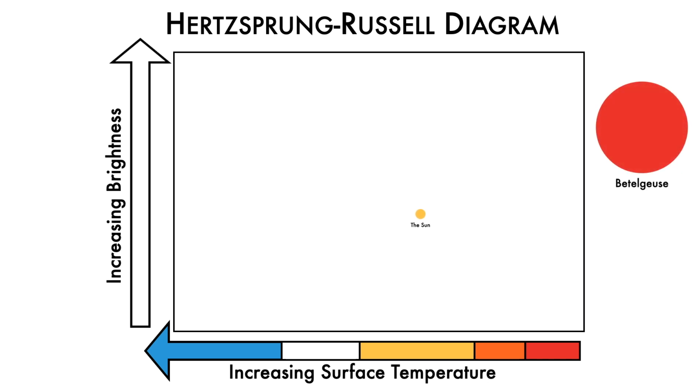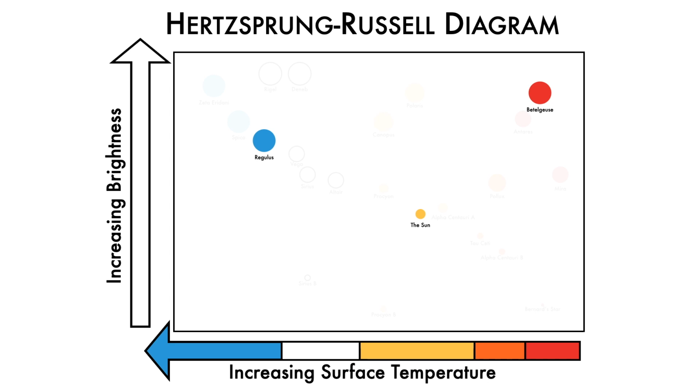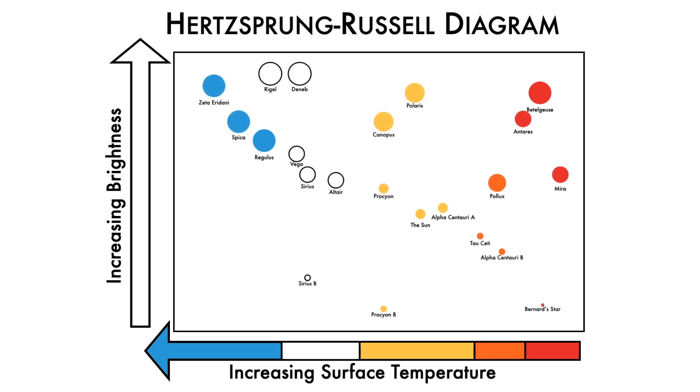Betelgeuse is a swollen red supergiant star whose temperature is cool but whose brightness is great due to its size. It would be classified in the upper right-hand corner. The star Regulus is a massively bright and hot blue star and would be found in the upper left corner of the HR diagram. Here are just a few more stars that we can classify using the Hertzsprung-Russell diagram.